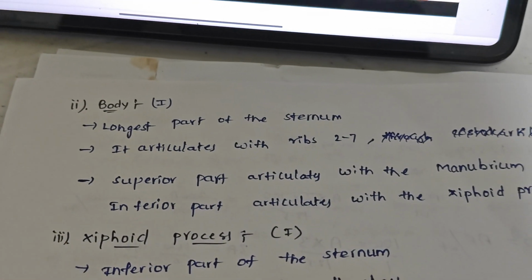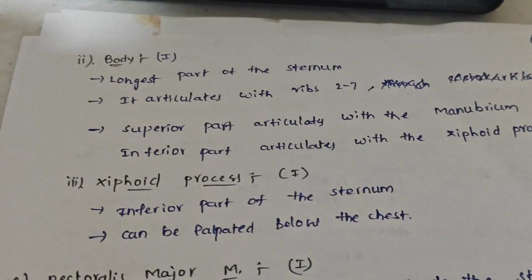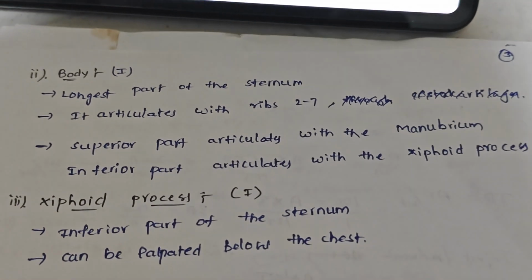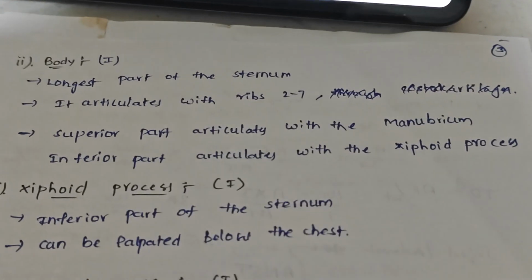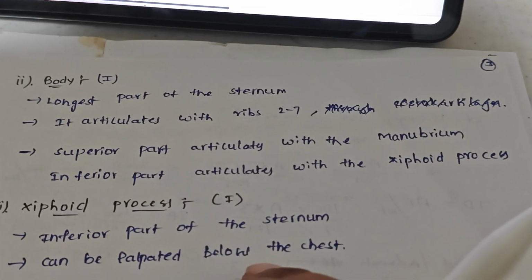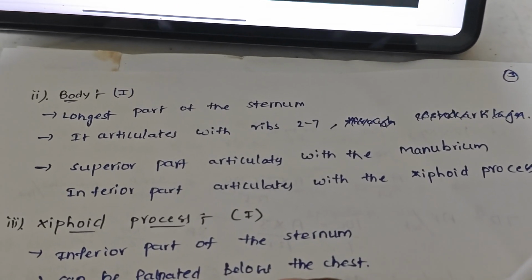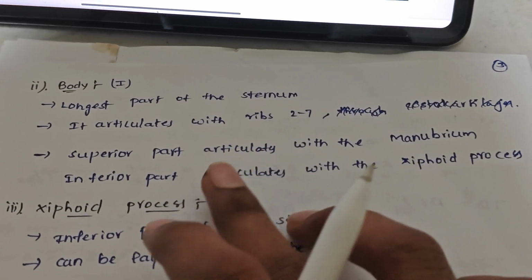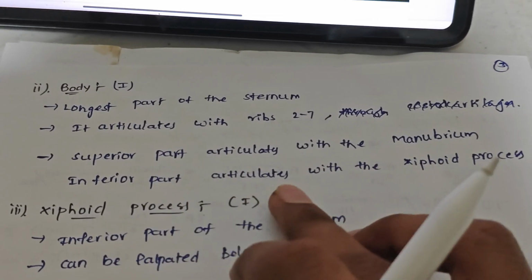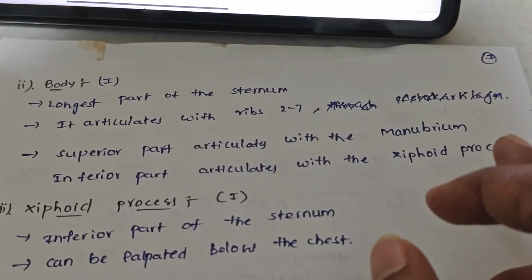Now let's go to the second part of the sternum. First one is the manubrium. Now the second one is the body. It is the longest part of the sternum. It articulates with ribs 2 to 7. Since it is the middle part of the sternum, the superior part articulates with the manubrium, and the inferior part articulates with the xiphoid process.